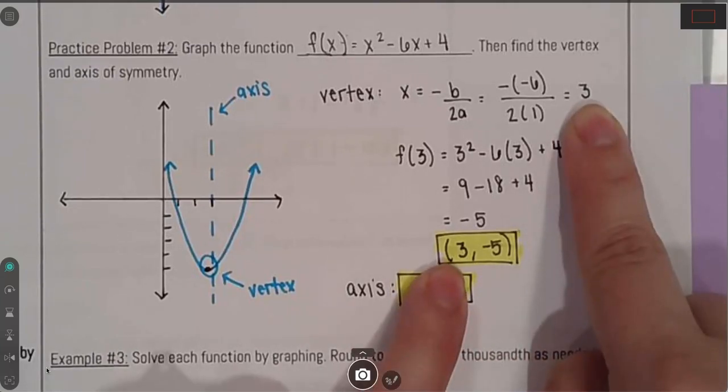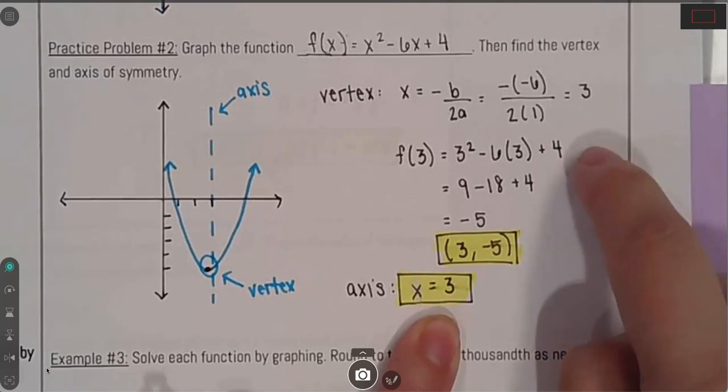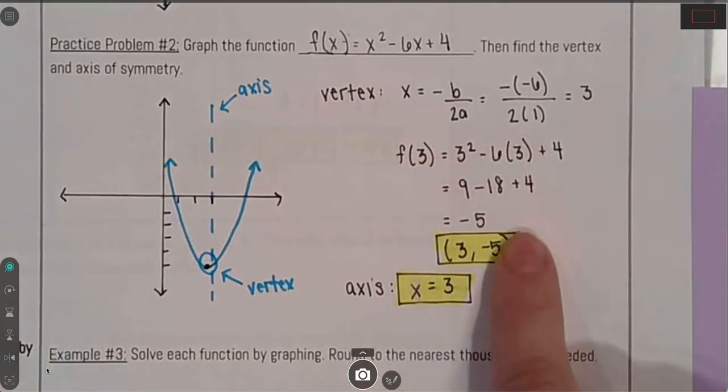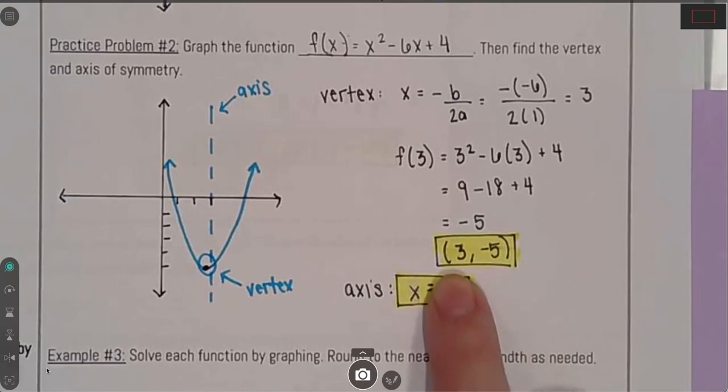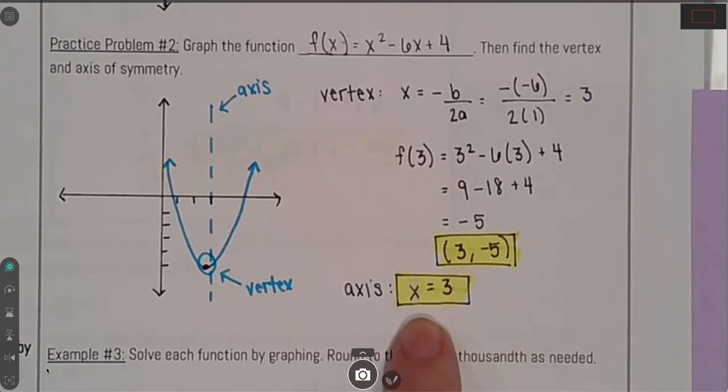So the x-coordinate is going to be 3, and the axis of symmetry is also 3. If you plug 3 into the original equation, you're going to get negative 5 for y. So my vertex is (3, negative 5). So here's the vertex, here's the axis of symmetry, and here it is graphically.